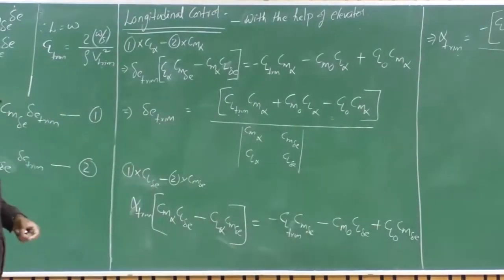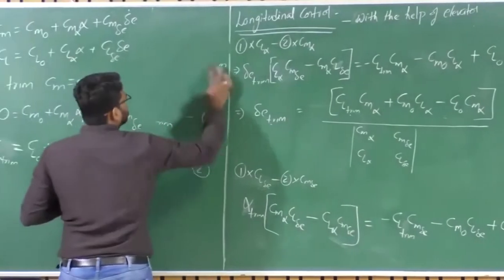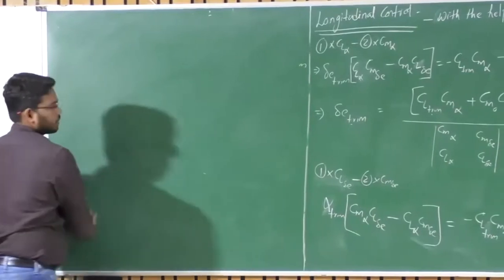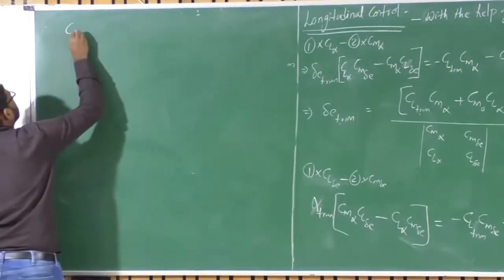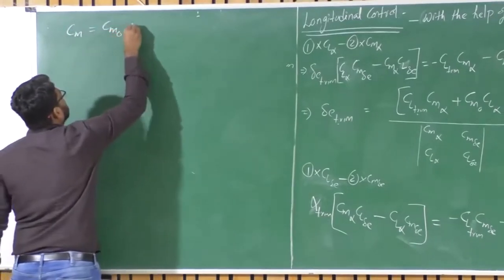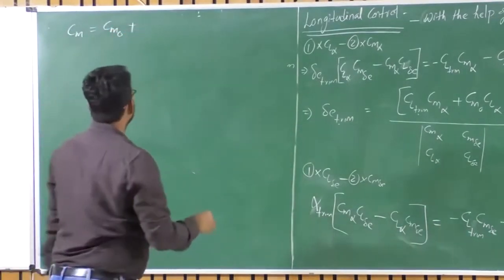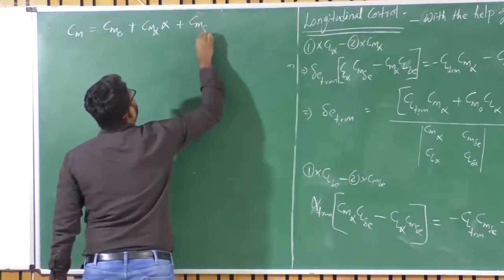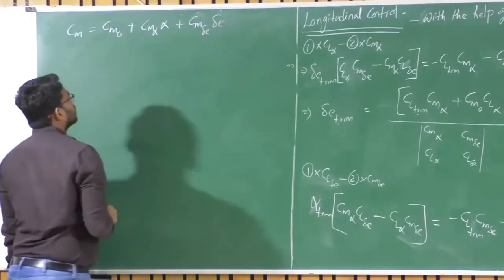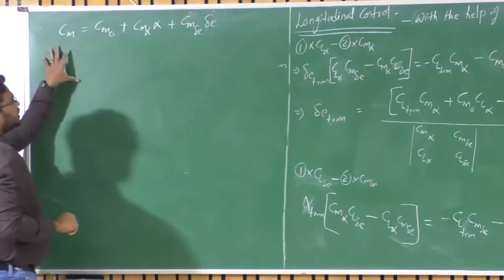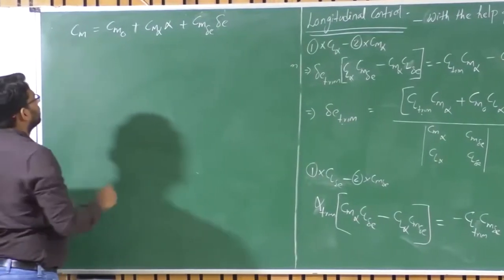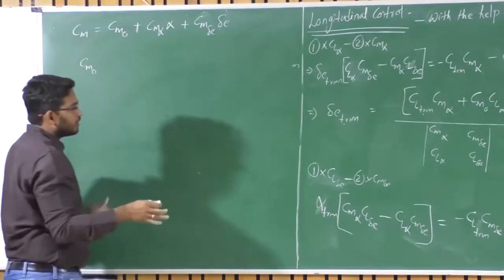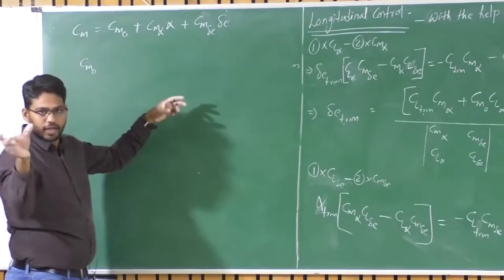So let's look at what we have done till now. So this particular equation, the CM equation, which is CM naught plus CM alpha into alpha plus CM delta E times delta E, right? So what should be the control surface deflection to trim this particular aircraft? Delta E trim. So in this, we have a wing and a tail combination, and in the tail we have an elevator right now.